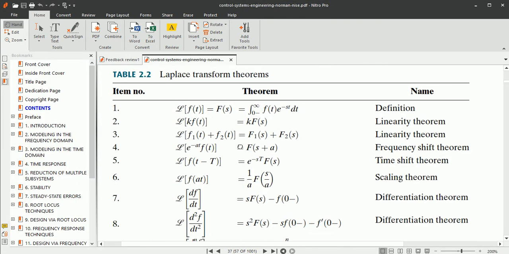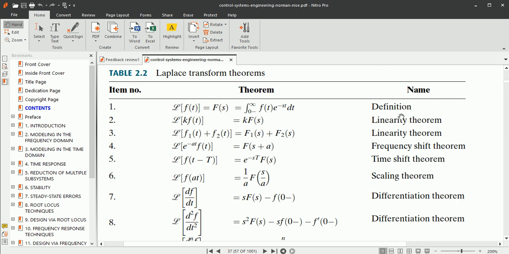So in this theorem table, after the definition, you get the linearity theorem. If you multiply by any constant in the time domain, you get the same constant multiplied in the frequency domain. Here is the time domain, and this is the frequency domain. If you add functions in the time domain, in the frequency domain these functions get added. And if you shift the frequency, you have multiplication with the exponential e raised to power minus at, with the opposite sign. That's the important point: s plus a corresponds to e raised to power minus at. If it is s minus a, you will have e raised to power plus at.